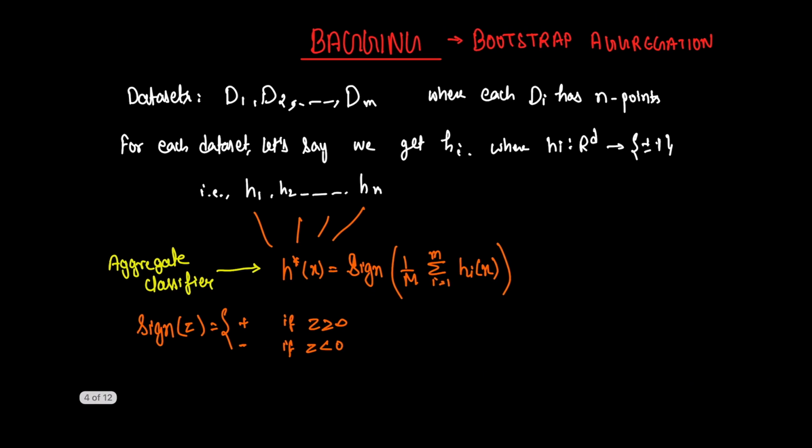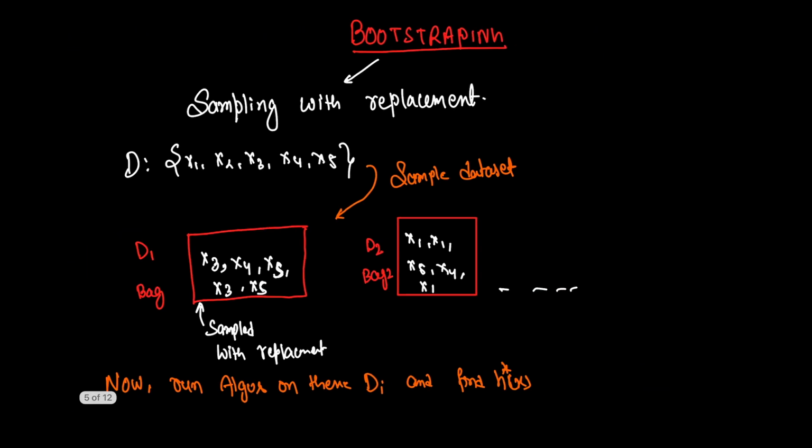Let's say we had some data set, and from that data set we created m data sets, and we generated m learners as well. So what we will try to do is sample the data set with replacement. Let's say we had data x1, x2, x3, x4, x5. We will create a bag. Now we just start sampling data with replacement.